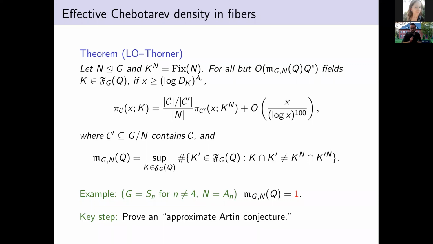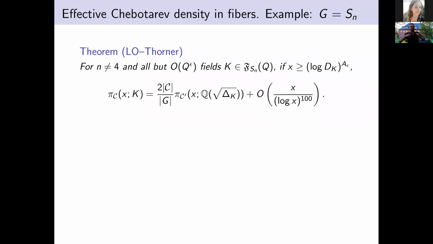Okay. So let's process the main term. Let's figure out what this theorem is actually saying. I'm going to do this in my favorite example in this world, where we're considering S_n relative to A_n. I'm phrasing this theorem in exactly that world: if you have x bigger than this large power of the log discriminant, we're able to get something like this for all but O of q to the epsilon S_n extensions. And so we've shifted the burden from understanding this Chebotarev problem in this S_n extension to understanding it in this quadratic extension.